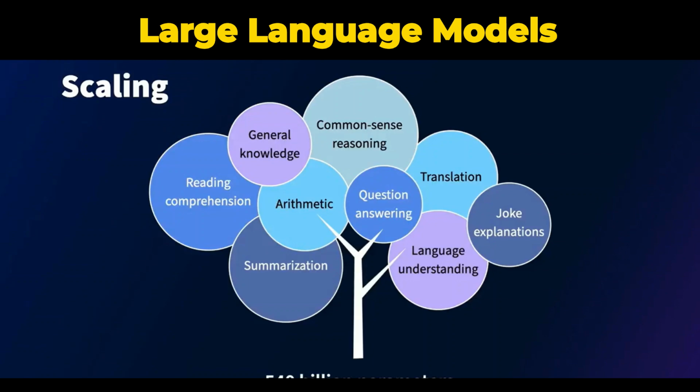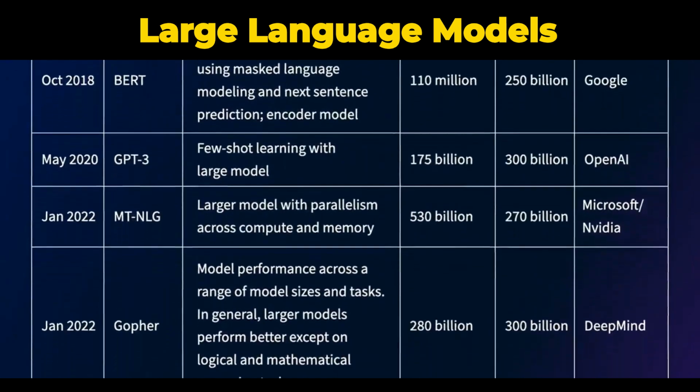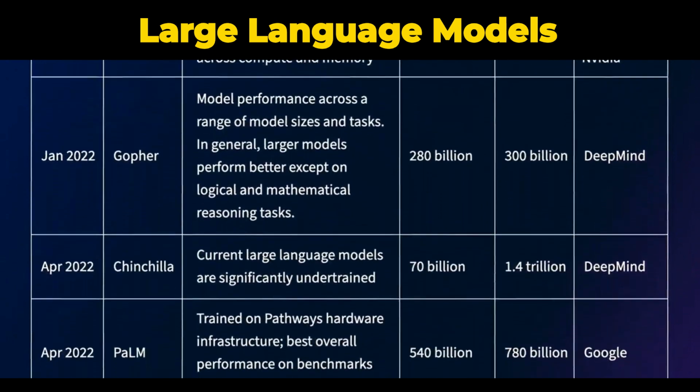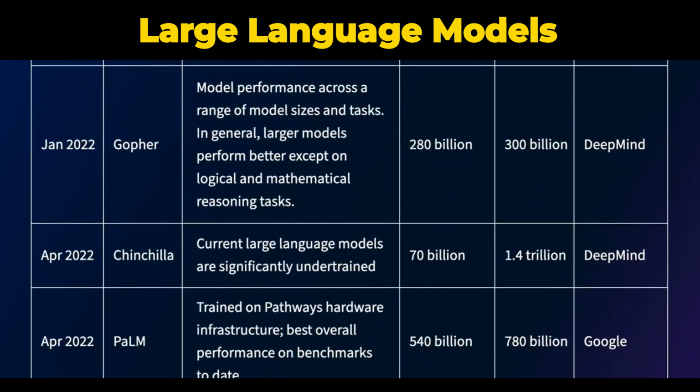PaLM is the best performing model of the lot, outdoing Gopher and Chinchilla on the standard benchmarks that measure natural language understanding and natural language generation tasks. Let's add PaLM to our list of models. You can see that it's the largest model to date, and although it wasn't trained on as many training tokens as Chinchilla, it performs the best.